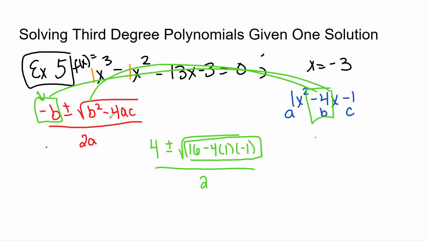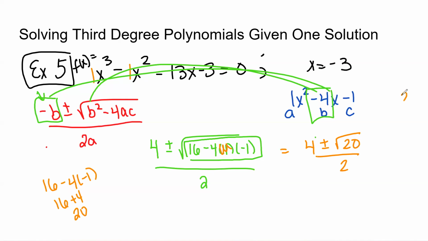And you should get 20, right? Because that's 16 minus 4, because 1 can just ghost, times -1. So that's 16 plus 4. So yeah, 20. So we have 4 plus or minus root 20 over 2. Now, if you put root 20 in the calculator, you'll get an answer, but it will be a very disgusting decimal. It will be an irrational number, and usually that's not what we want. So let's bring 20 off to the side.